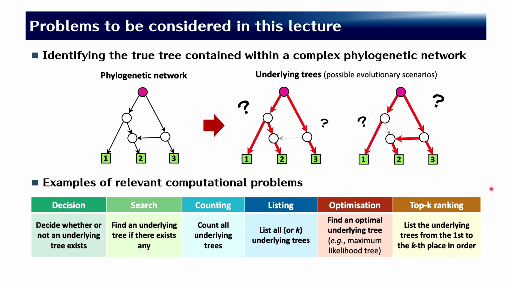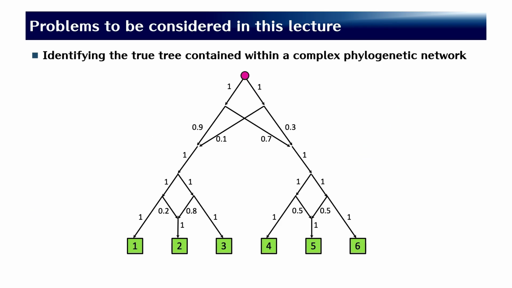Because so far I have only shown small examples, these computational problems may seem too easy. But look at this picture. If the size of the network increases just a little bit, it's not quite obvious how many solutions there are and which one is optimal.